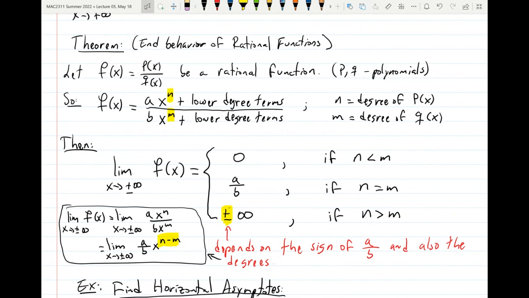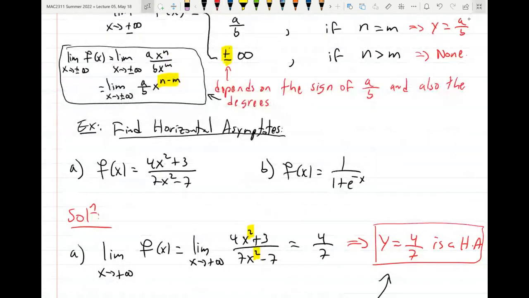In the first two cases, that means that we have a horizontal asymptote. So, let me say here, this column is for existence of horizontal asymptote. In the first case, the horizontal asymptote is y equals 0. In the second case, the horizontal asymptote is a over b. In the last situation, there is no horizontal asymptote. Okay? All right, so that's what we discussed last time.